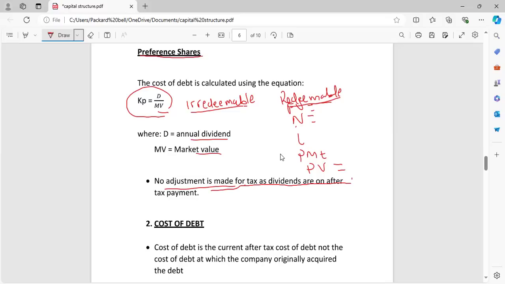Who has an idea why we don't do after tax on preference shares and ordinary shares? Why don't we do our calculations after tax for preference shares and ordinary shares? Because their tax is already deducted. Speak up. But we don't apply tax on those ones. What is the reason why we don't apply tax on ordinary shares and preference shares?